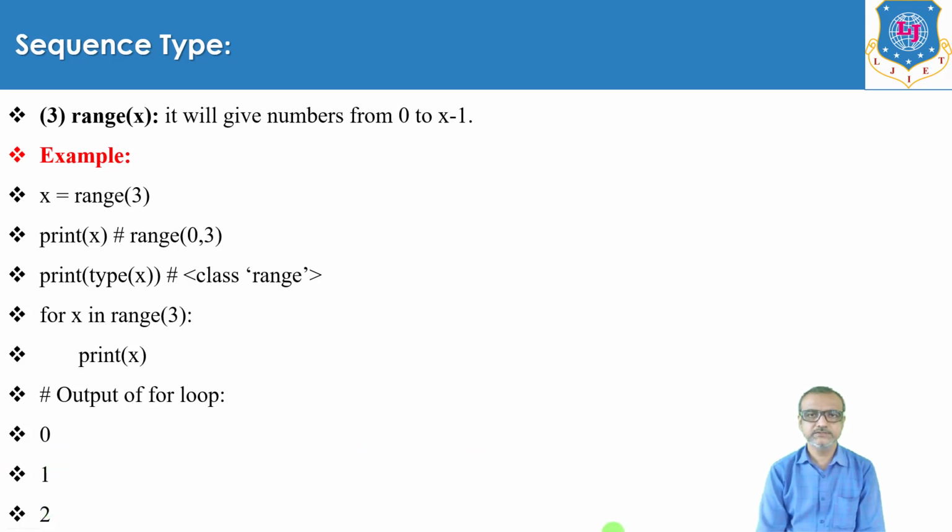So in today's lecture we have seen the text data type, that is string. Then the numeric data types, that is int, float and complex. And finally we have seen the sequence data types, and in sequence data types we have seen list, tuple and finally range. And we have seen various examples based on these topics.